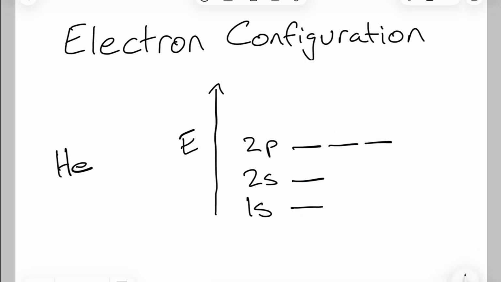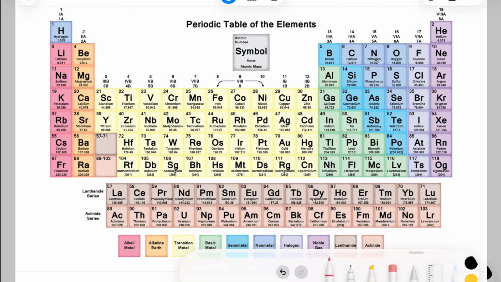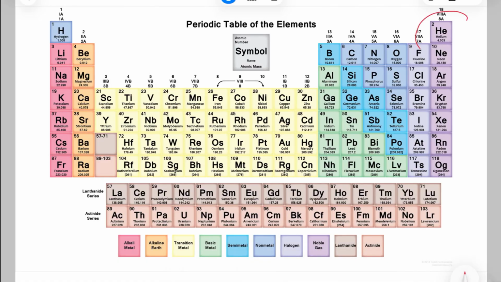Okay, so let's do a quick example. We're going to draw the electron configuration diagram for helium. Now, to determine how many electrons we have to place into the diagram, we have to look at the periodic table first. Here's our periodic table, and helium is up here. If you take a look at the atomic number, which is in the upper left-hand corner of the atom symbol there, that tells us that helium has 2 electrons. So that means there are 2 electrons we need to add into the electron configuration diagram.